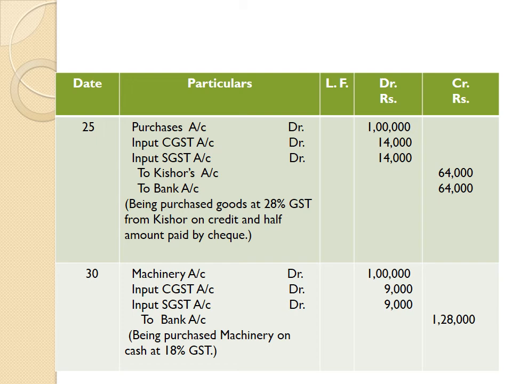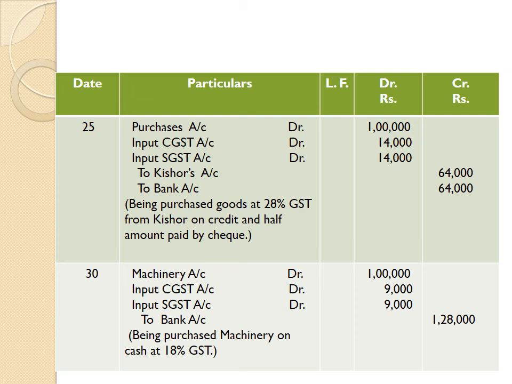So in this entry we considered 5 elements. First element is purchase, second element is central GST, input CGST, third one is state GST, that is input SGST, fourth element is half goods purchased on credit to Kishore's account, recorded here, and fifth, half amount paid immediately to bank account. These are the 5 elements of this entry.